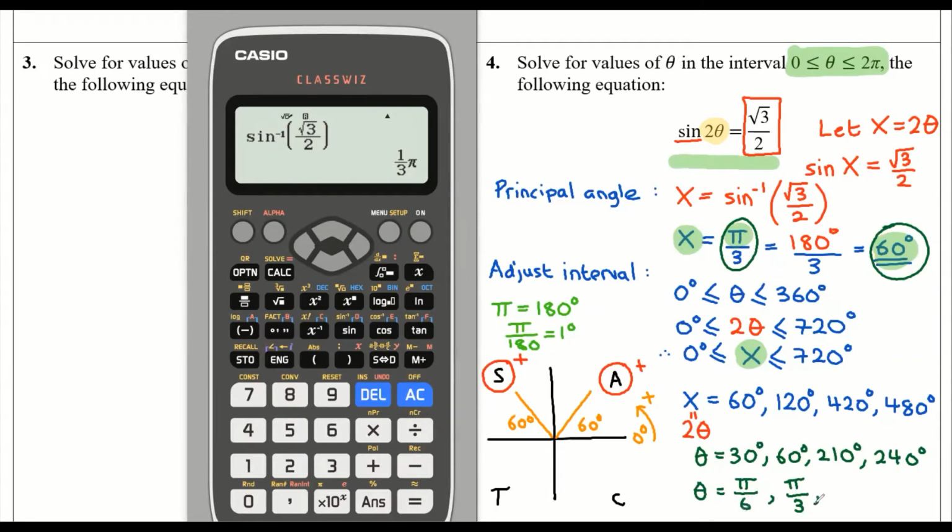Okay. Then if we look at 210, 210 is 7 lots of 30 degrees. So that must be 7 pi over 6. And the final one, 240, is 4 lots of 60 degrees. Okay, because it's 6, 12, 18, 24. So 4 lots of pi over 3. Okay, and that will give us all 4 answers as radians, as required.